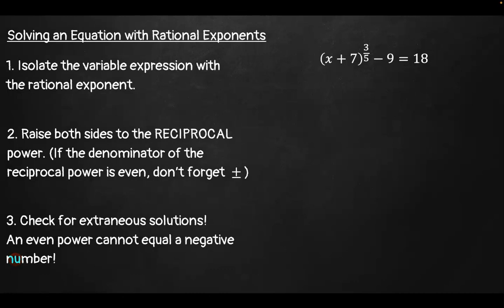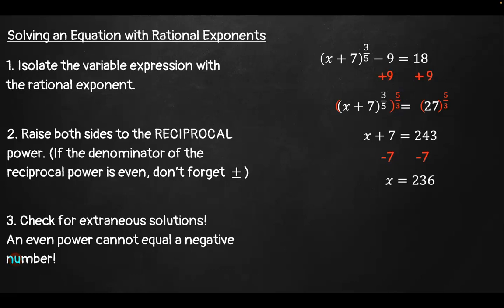Now in this example, we have an expression in parentheses that gets raised to a rational exponent. So let's first go ahead and isolate it. Let's add 9 to both sides. Now I'm going to raise both sides of my equation to the reciprocal power, so to the 5/3 power on both sides.